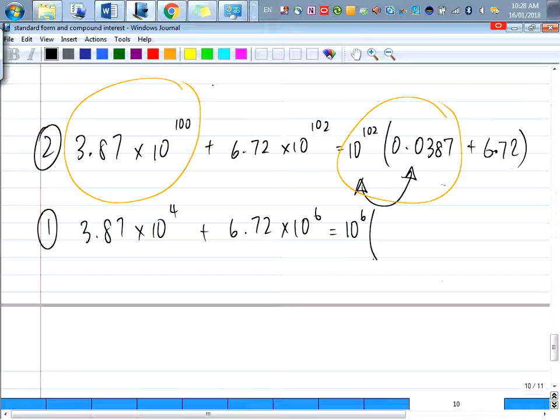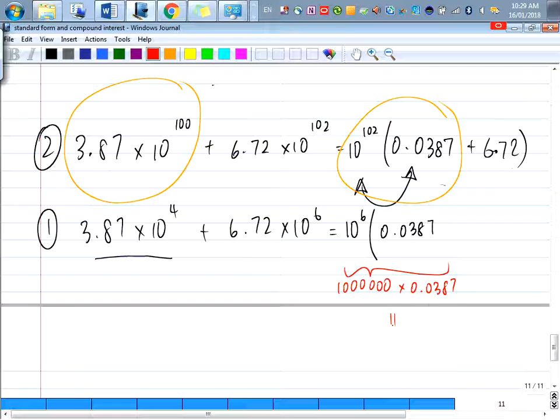So when I factorize 10 to the power of 6 out from the first term, what am I left with? I will be left with 0.0387. Why is that so? Let me just do a side calculation. If you use your calculator, you will realize that this is equal to 10 to the power of 6 times 0.0387. Then how much is that? 38700, isn't it? And that will be the same as this, 38700. Okay?